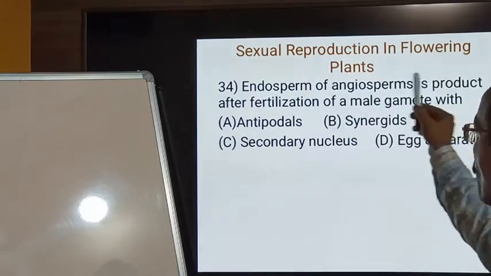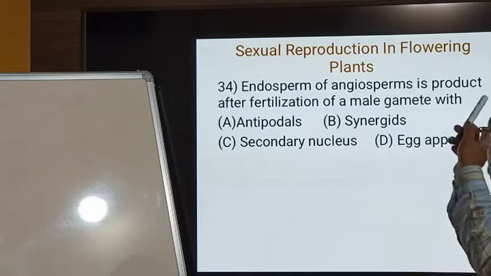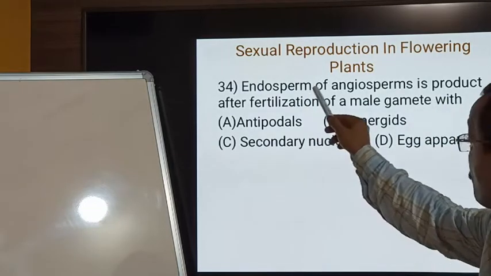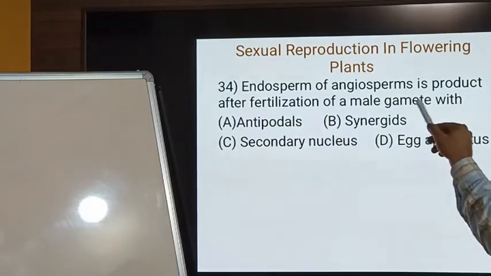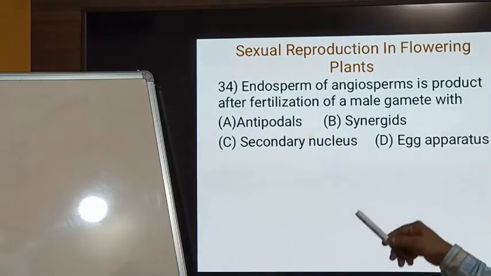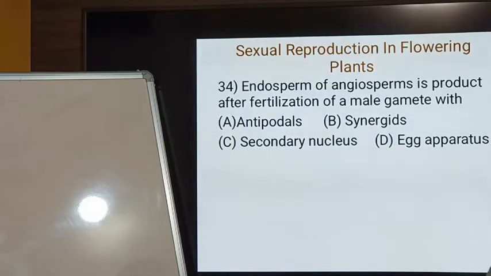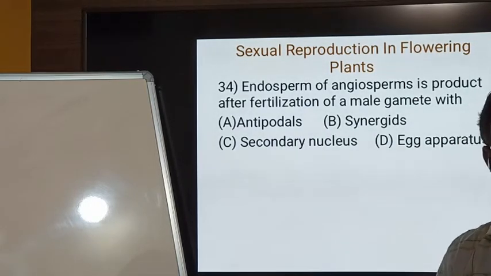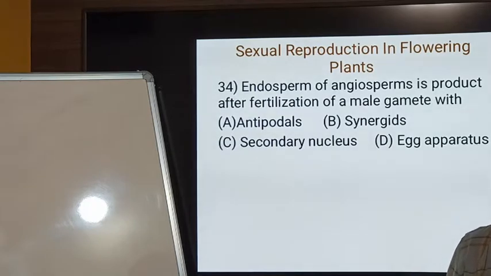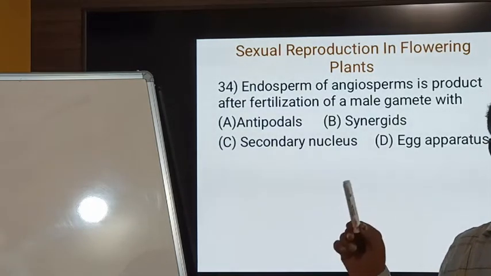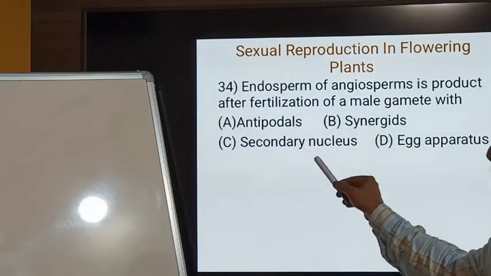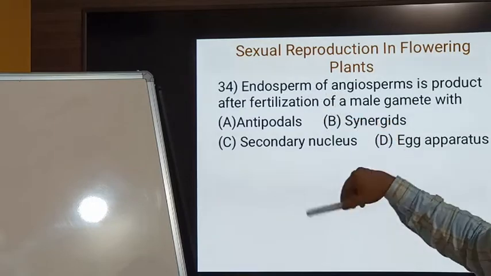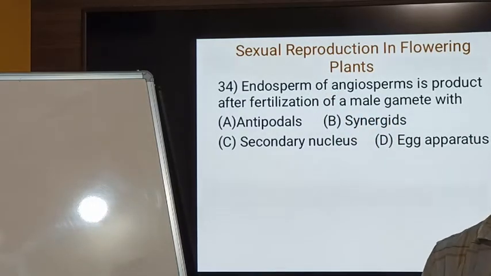Endosperm in angiosperms is a product after fertilization of the male gamete with secondary nuclei. Polar nuclei are also called secondary nuclei. The central cell contains 2 haploid polar nuclei called secondary nuclei, with which one male gamete fuses to form the primary endosperm nucleus, which becomes the endosperm. Next one.